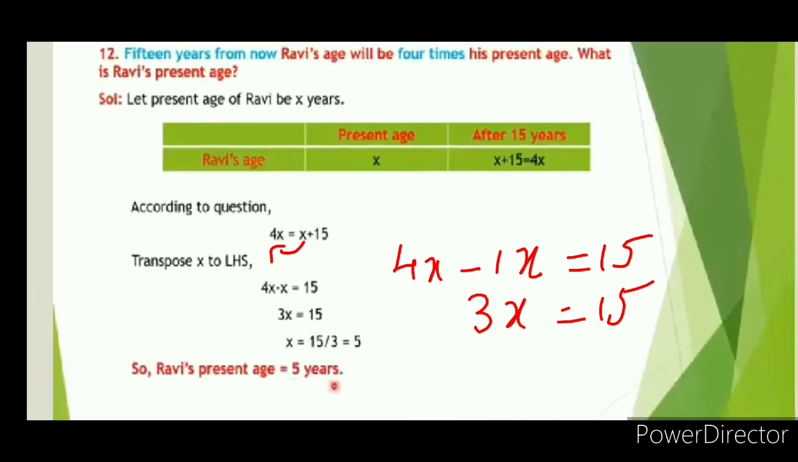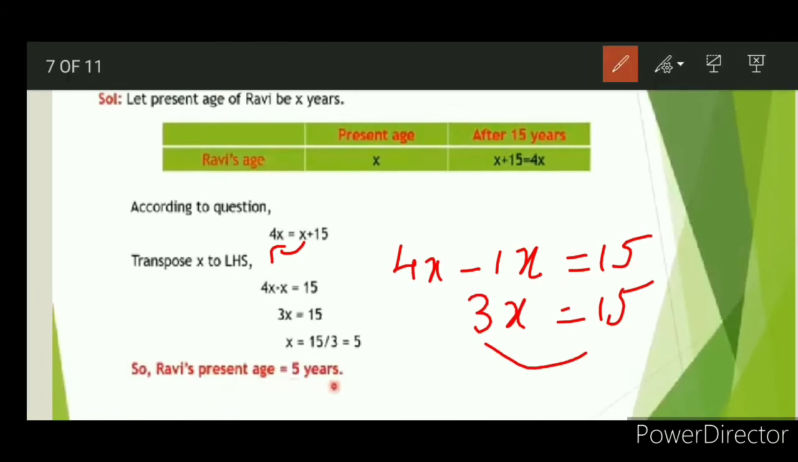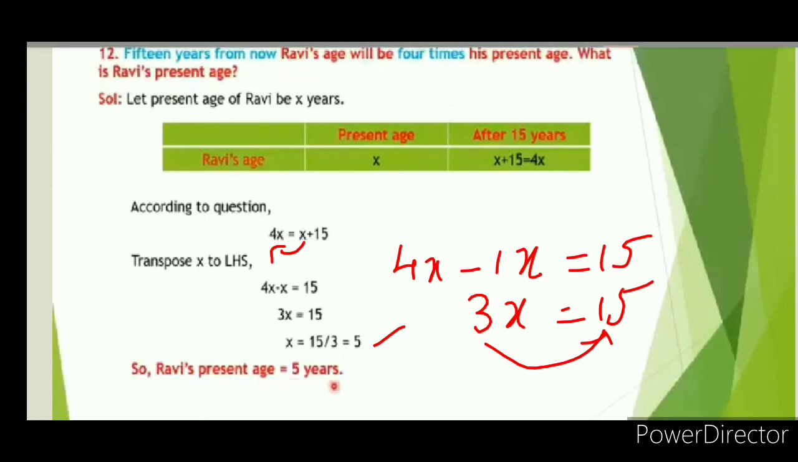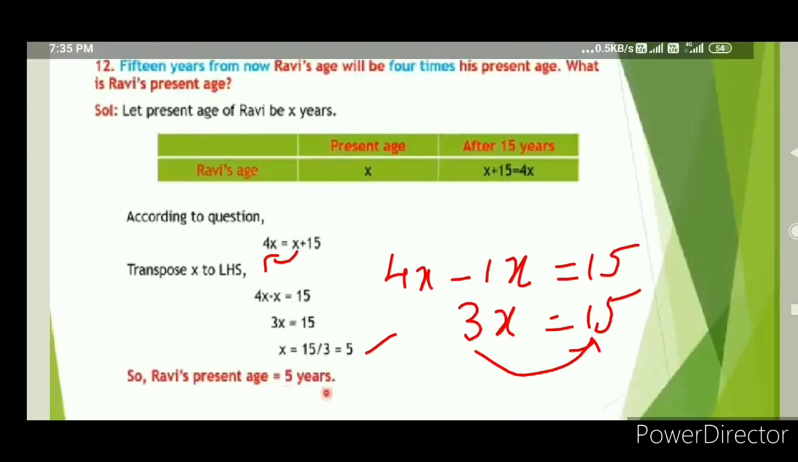Now 3x, the 3 you bring to the right hand side, it will go to the denominator and divide 15, 5 times. So x value equal to 5. So Ravi's present age equal to 5 years. Understand? Copy down.